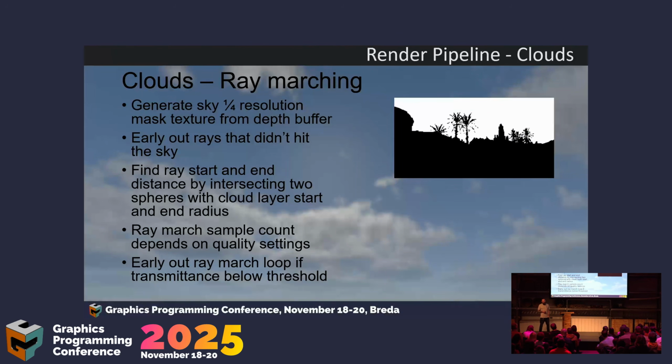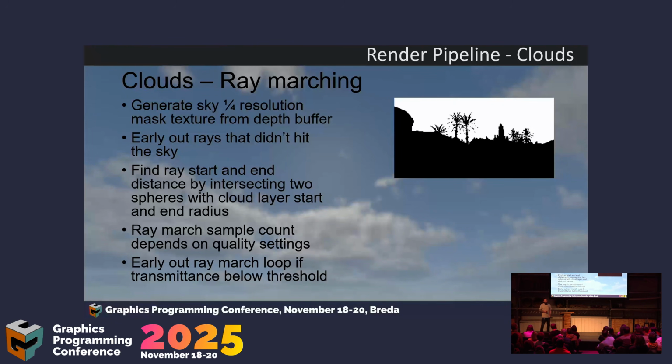First we run a compute shader that generates a sky mask texture from the depth buffer to avoid computing cloud pixels that are hidden by solid geometry. And then we run the ray marching compute shader and early out rays that didn't hit the sky.